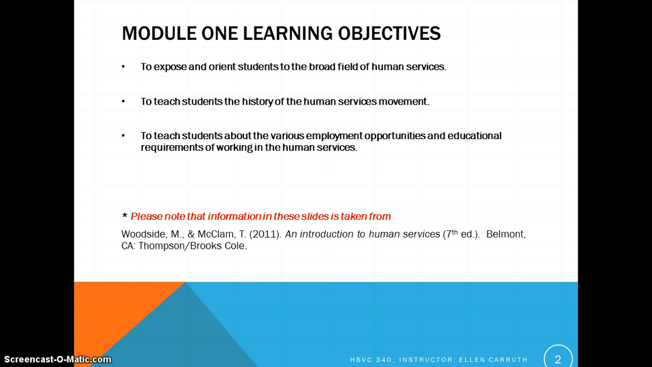During Module 1, which we will be working out of for the first 2 weeks of class, the learning objectives are to expose and orient you all to the field of human services, to teach you the history of the human services movement, and to teach you about different employment opportunities and educational requirements in the field of human services. I hope to accomplish these objectives through your chapter readings, your discussion questions, and your quizzes at the end of the module.